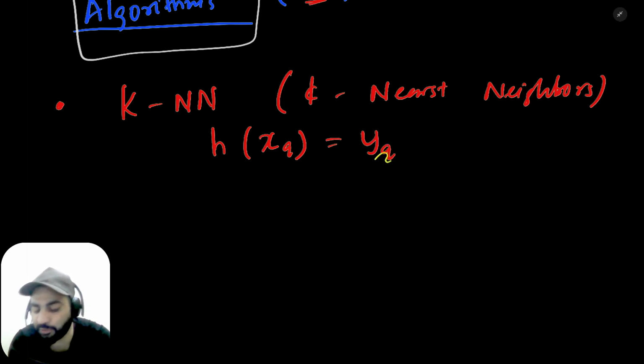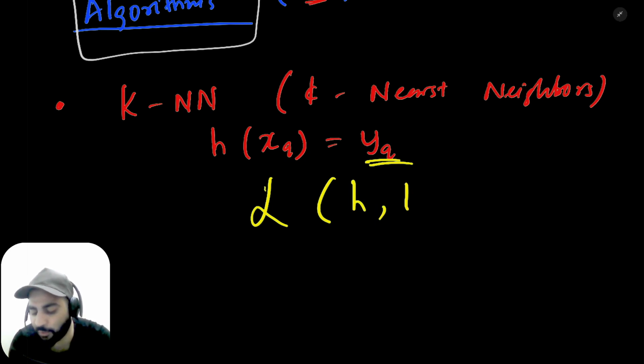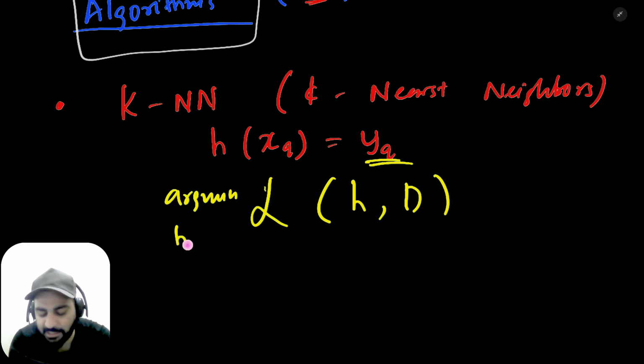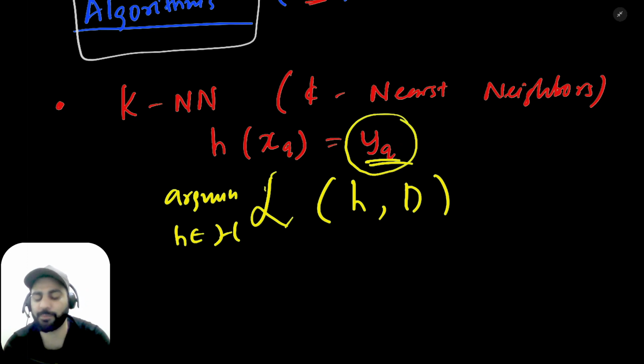And how should this yq be? The loss should be minimized. So the loss of this h on a data set, it should give me such an h from this set of hypotheses such that this is minimized. So this is my loss. I want to minimize this loss. I'll compute the loss based on this yq. So this is the whole point. KNN is one of the algorithms which will do that.